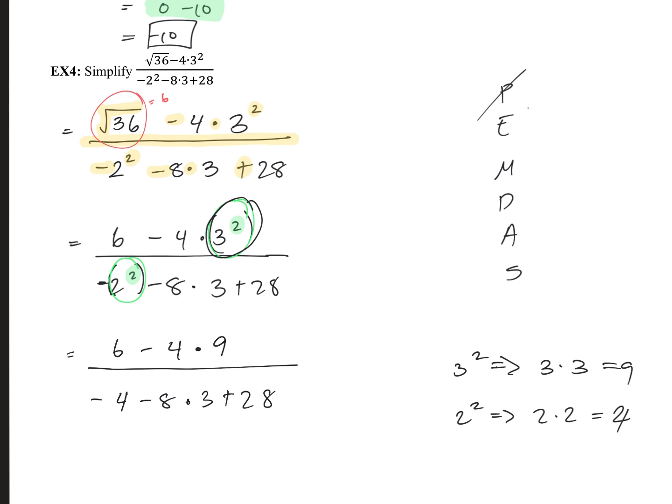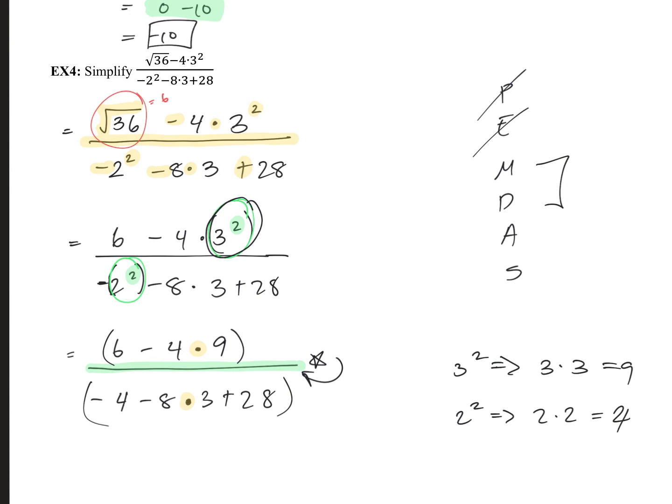Okay, so we did the exponents. That's done. Now what's left is multiplication and division. Do we have any multiplication or division? Well, we have that multiplication and that multiplication, as well as this division. But in order to do that division of the fraction, we need to finish doing the top and the bottom first. So that division right there will be towards the end.